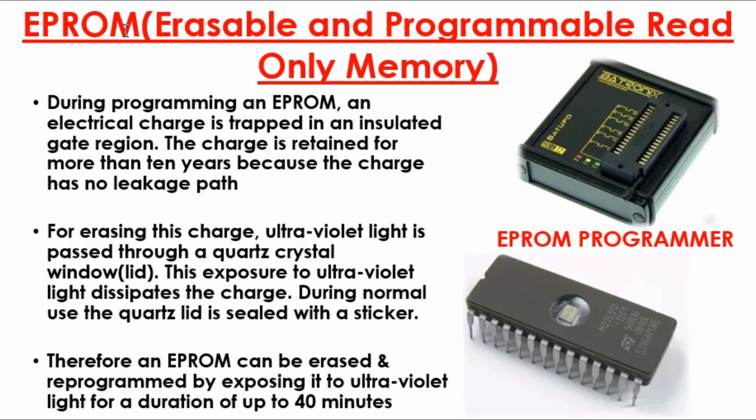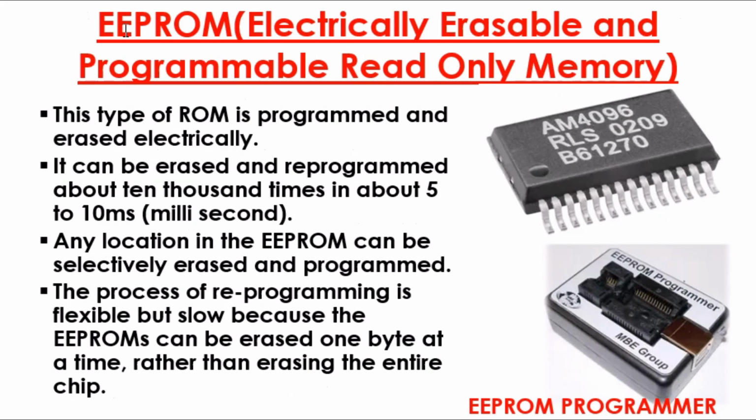Therefore, an EPROM can be erased and reprogrammed by exposing it to ultraviolet light for a duration of up to 40 minutes. For its application, the EPROM is used in some microcontrollers to store programs. After looking at the EPROM, we will now look at the fourth type of ROM, that is the EEPROM.